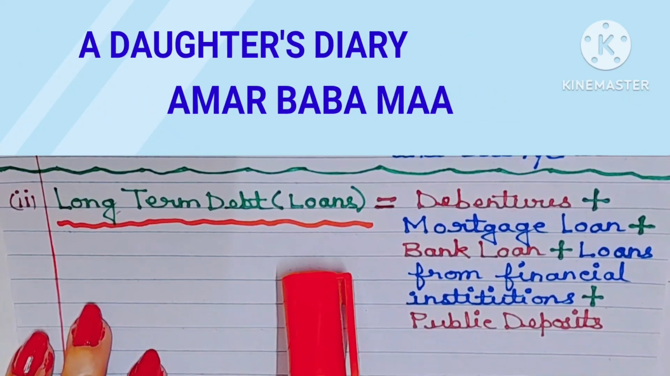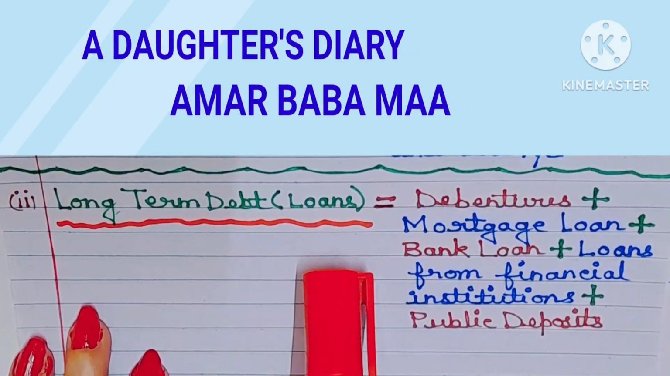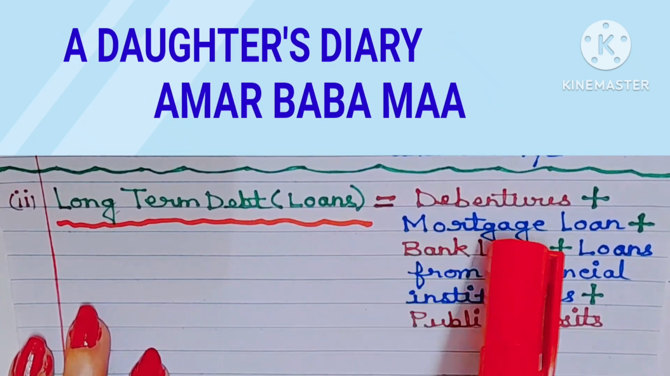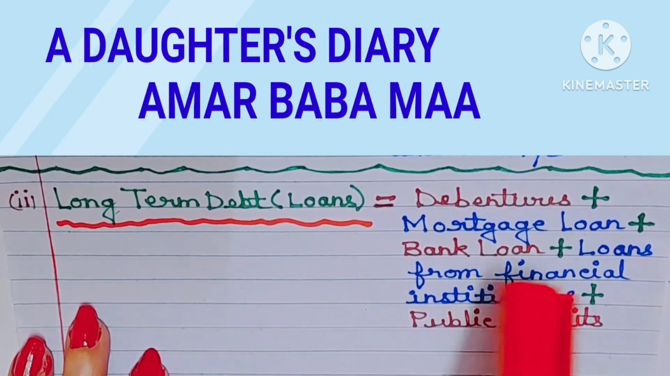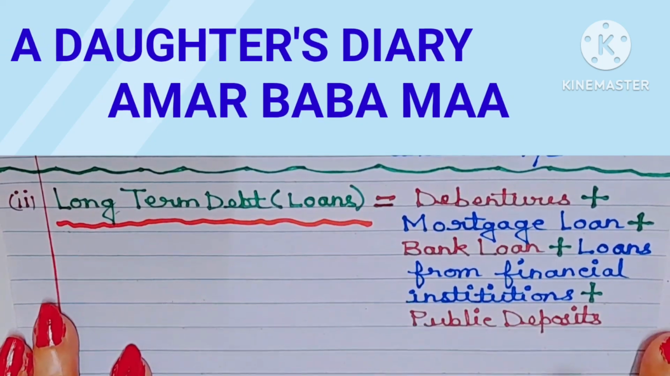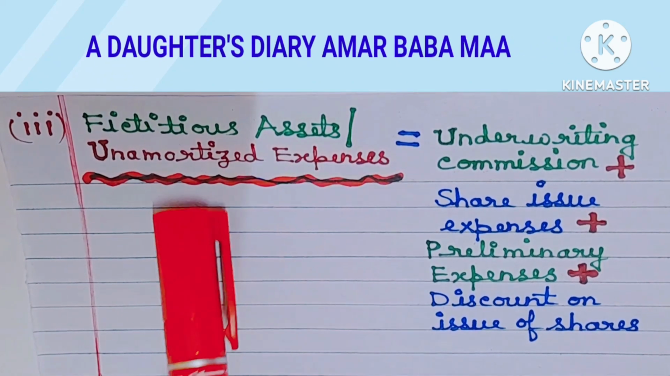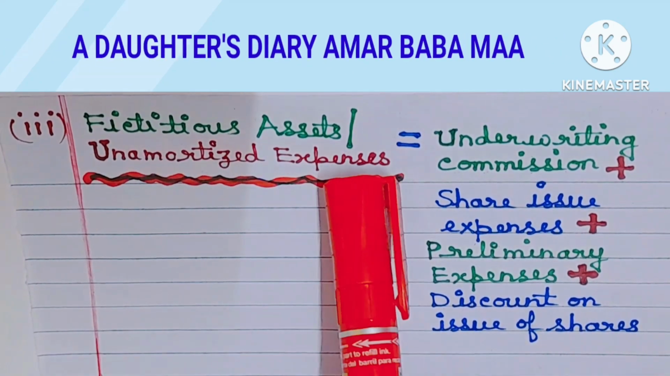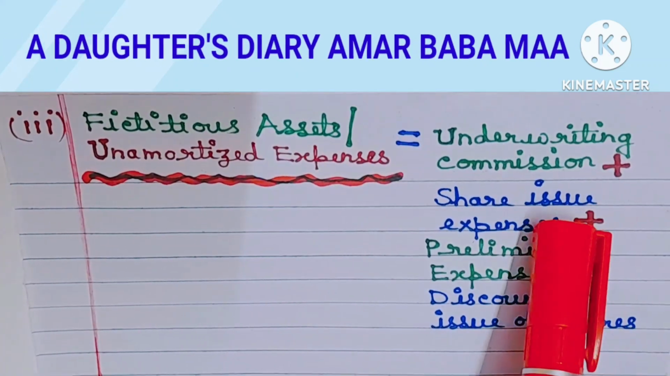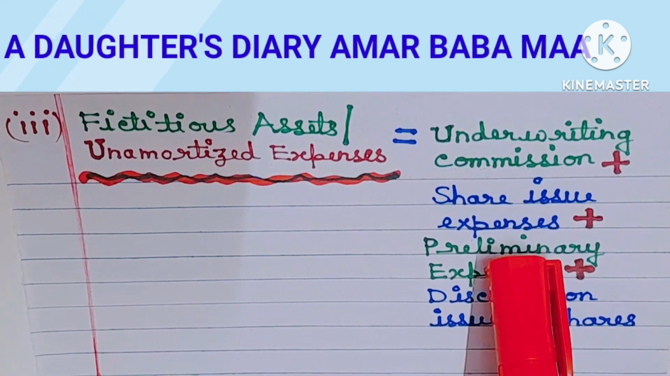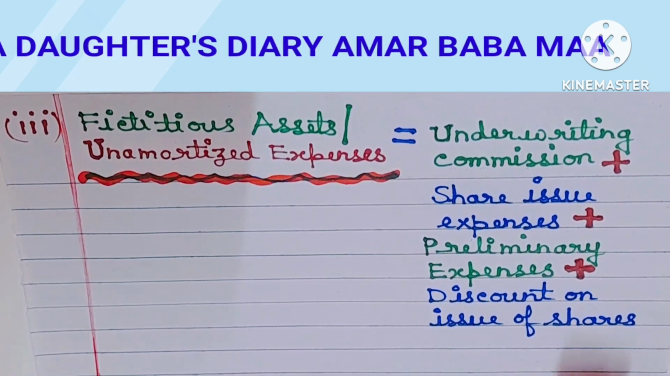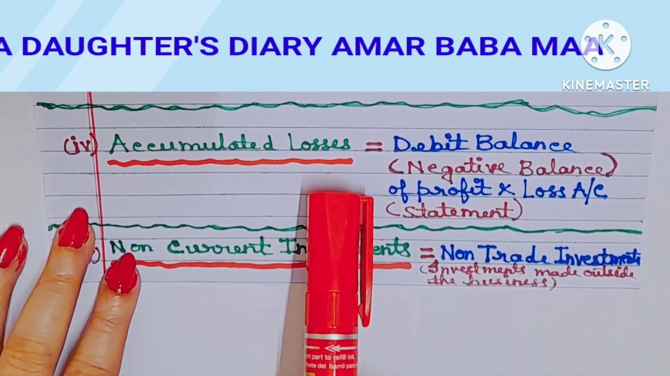What is long-term debts or long-term loans or long-term borrowings? Long-term debts or long-term loans or long-term borrowings is equal to debentures plus mortgage loan plus bank loan plus loans from financial institutions plus public deposits. Okay? What is fictitious assets or unamortized expenses? Fictitious assets or unamortized expenses is equal to underwriting commission plus share issue expenses plus preliminary expenses plus discount on issue of shares.